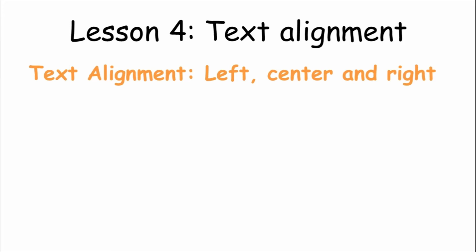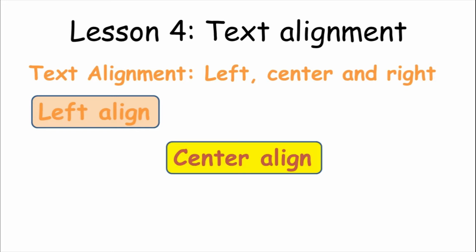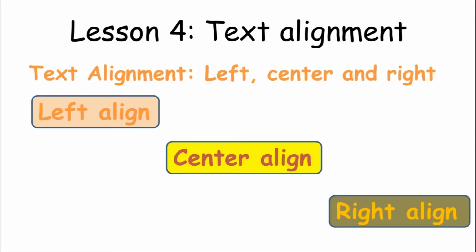Text alignment. There are 3 text alignment methods we'll use. We'll align the text to the left, center, and right. For example, this is the left alignment, it will go to the left side. If I use center alignment, my text will come to the center, and if I use right alignment, the text will come to the right. Okay, we'll use this. When you do the coding, it will be much clearer.